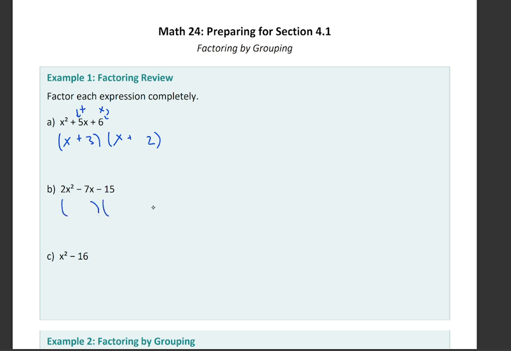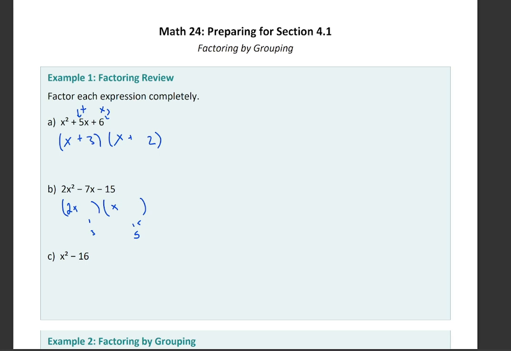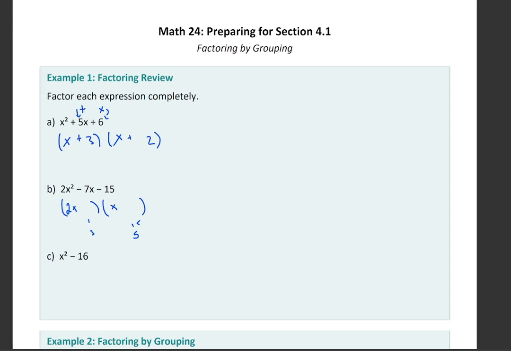Now looking at the next set, we again write our parentheses. This time we have a 2 in the front, so we must have a 2x and an x that multiply to 2x squared. Now I'm thinking about things that multiply to 15. So that's 1 and 15, that's 3 and 5. And then I think, okay, well, I need these numbers to combine with the 2. Something's going to multiply with the 2, and it's then going to add to the negative 7. So I'm going to think 1 and 15 are probably not the right numbers, but that 3 and 5 maybe are.